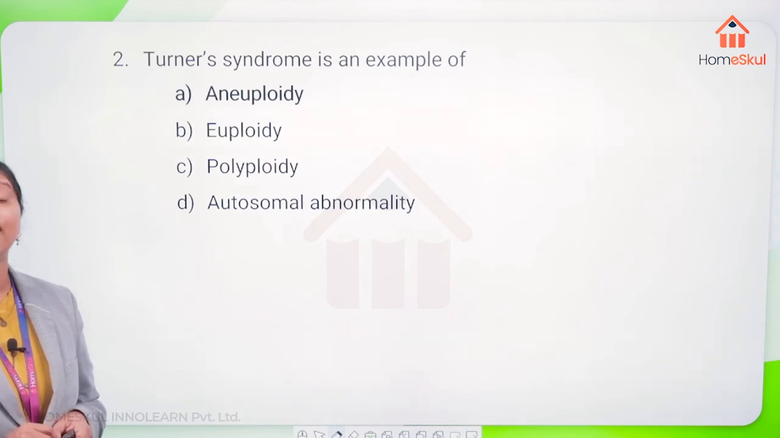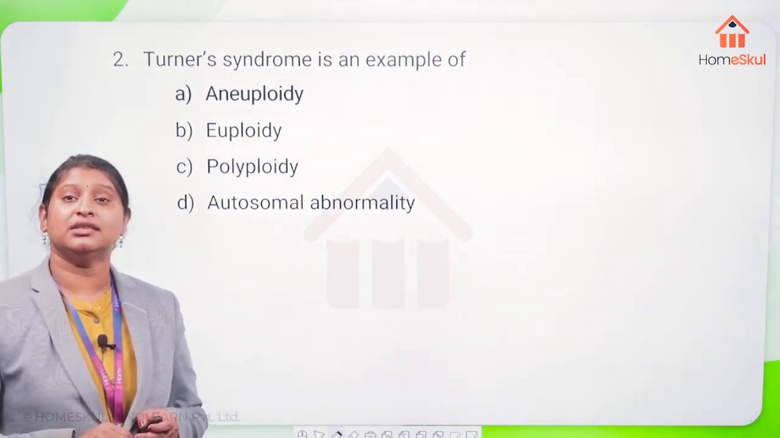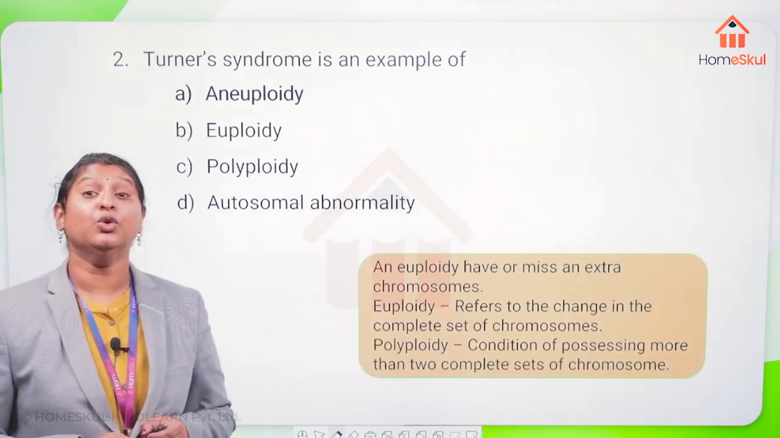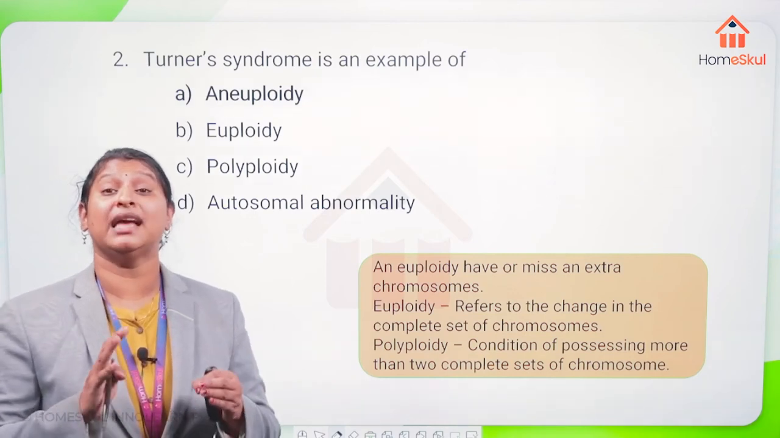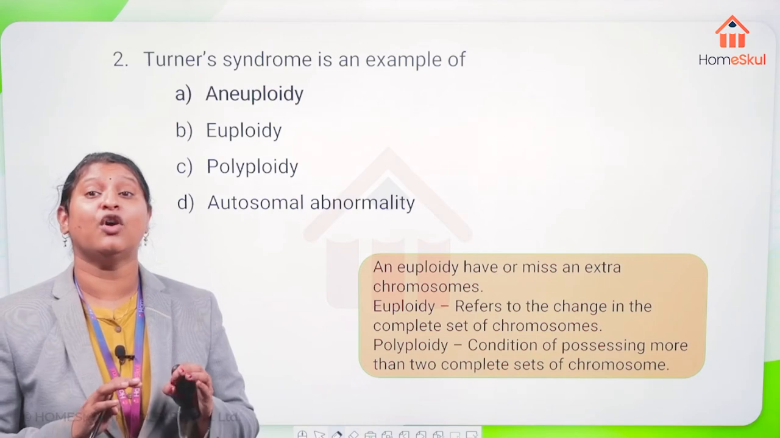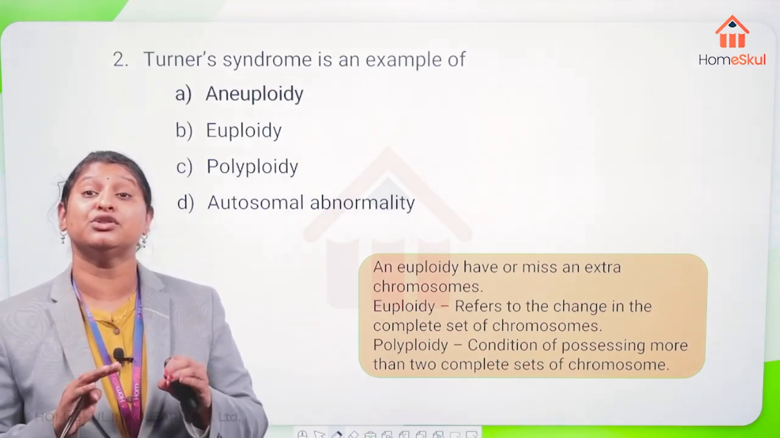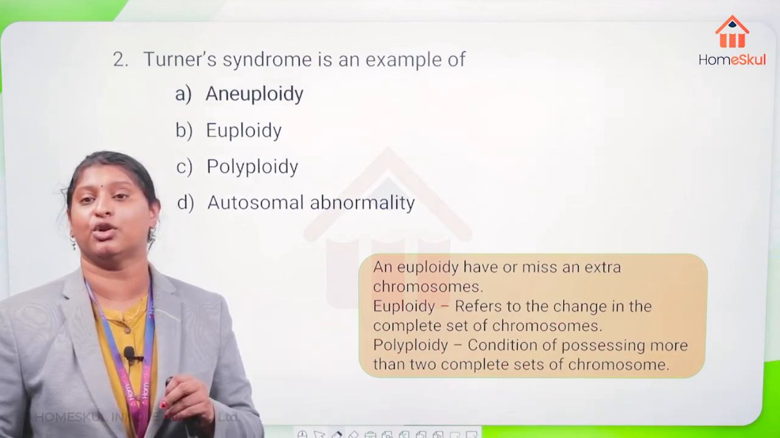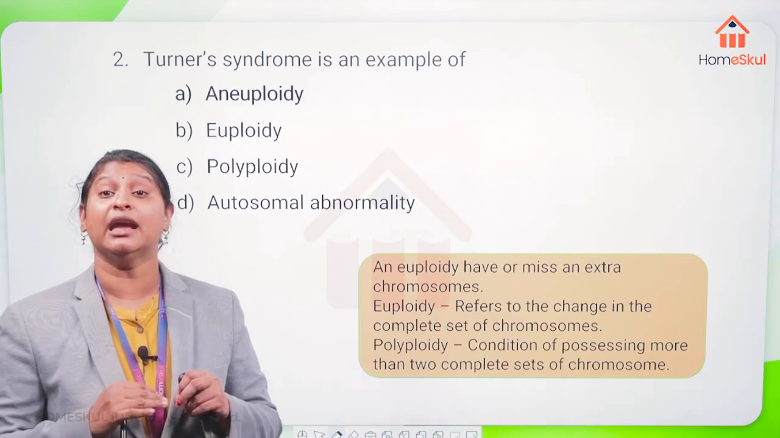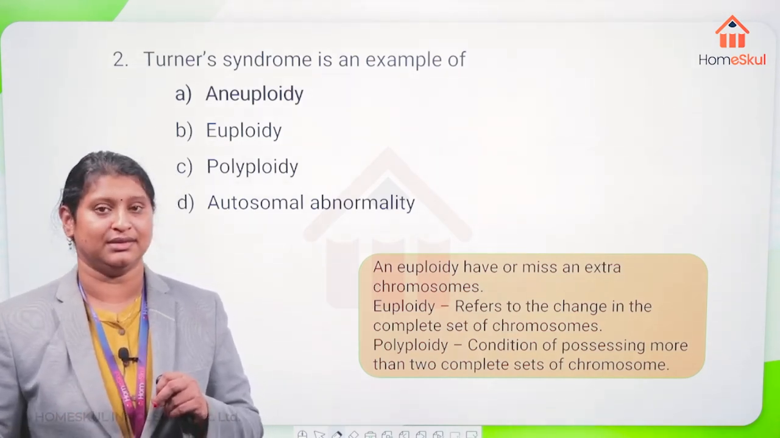The answer will be option A. Turner's syndrome is an example of aneuploidy. Aneuploidy means having or missing an extra chromosome. Euploidy refers to a change in the complete set of chromosomes. Polyploidy is a condition of possessing more than two complete sets of chromosomes.